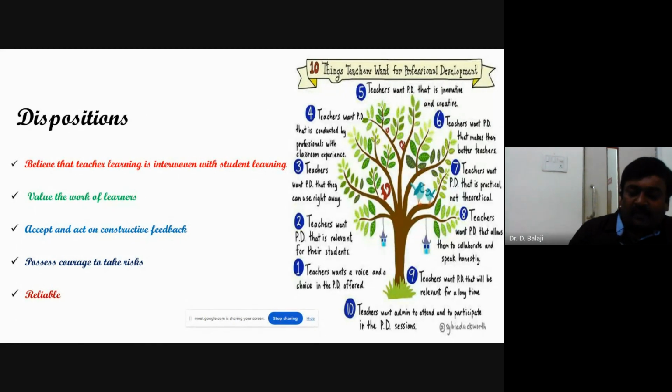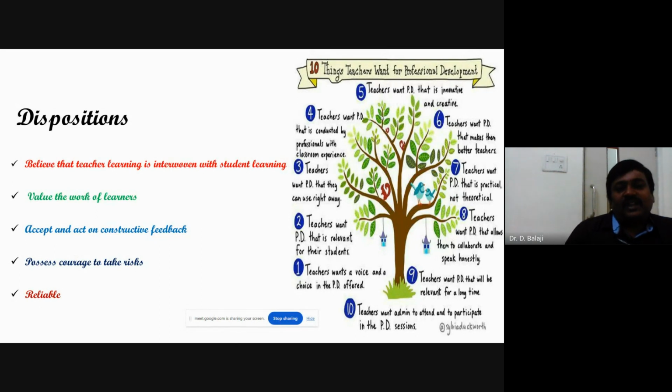Change accordingly, and give the students good output. Possess the courage to take risks, any sort of risk. What is the risk nowadays? The risk is with the students who are in colleges and schools: their thinking capabilities, their attitudes, their way of behavior, everything is different. Not like earlier times, everything is different.